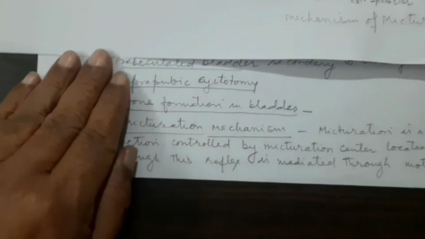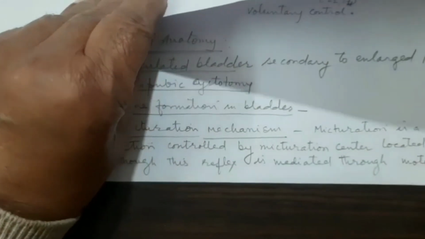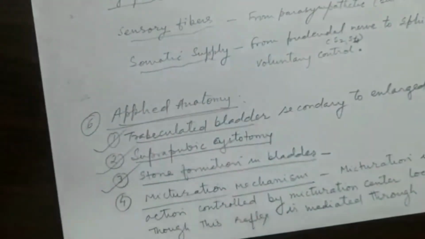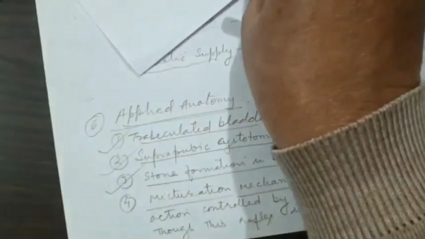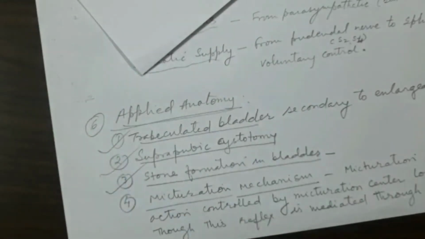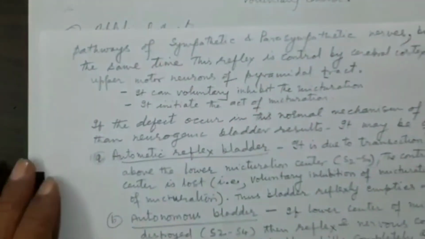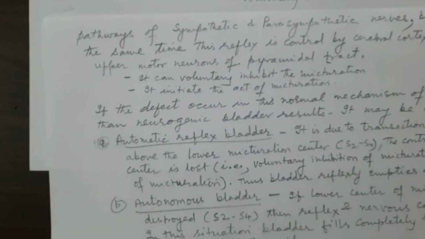Okay, so micturition is a reflex action controlled by the lower micturition center located at S2 to S4 of the spinal cord. Though this reflex is mediated through motor and sensory parasympathetic activities, it always has voluntary control, as I have just explained, through the pudendal nerve. It has sympathetic and parasympathetic control, and over that it has a somatic control also.